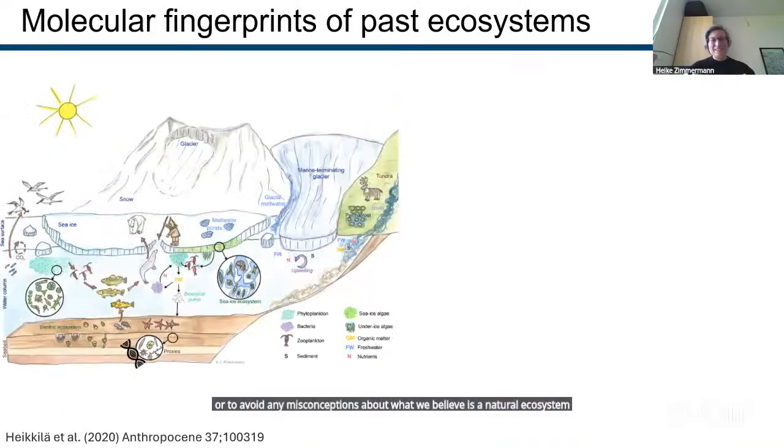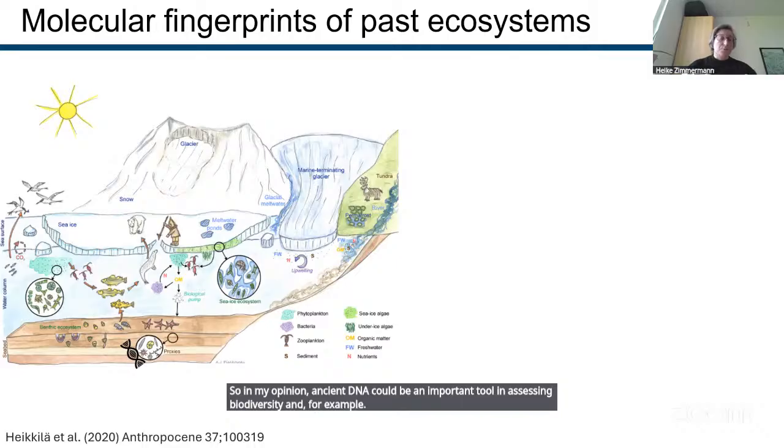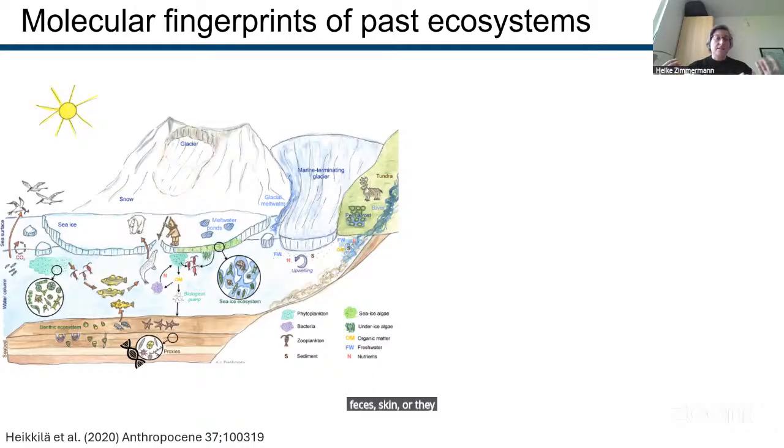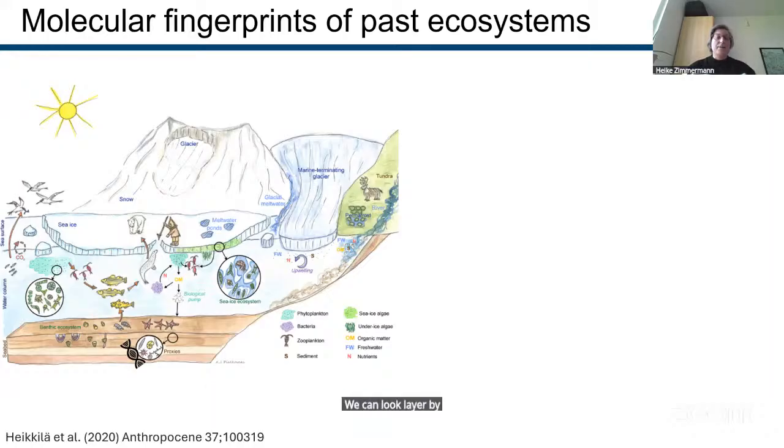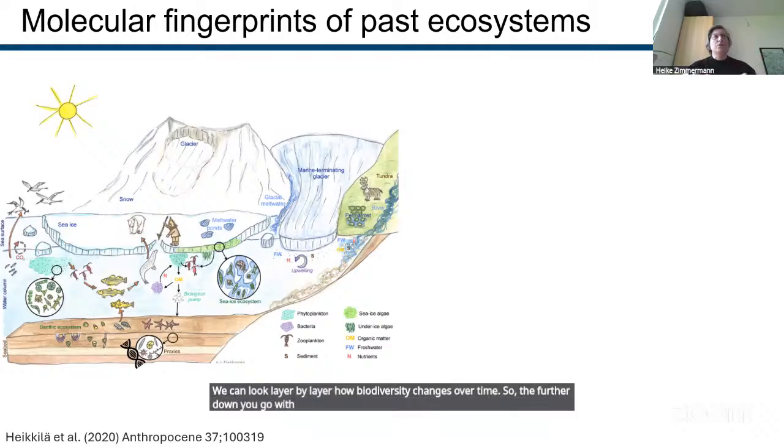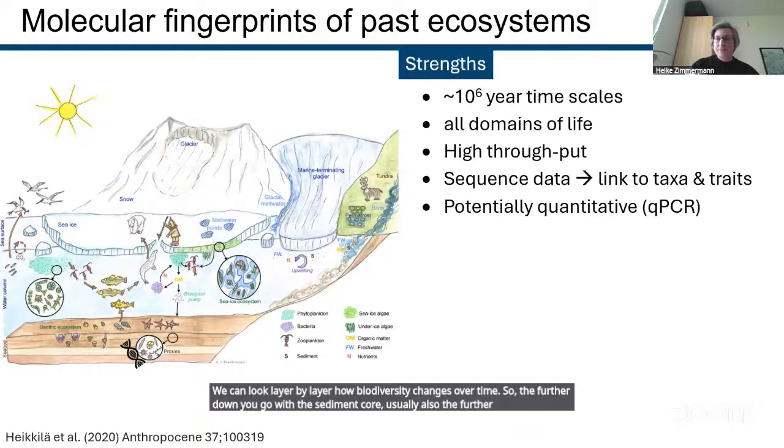So in my opinion, ancient DNA could be an important tool in assessing biodiversity. For example, if you have an aquatic environment, you have different organisms across the food web, and they can shed feces, skin, or the dead cells can just settle down to the seafloor, and there they can get incorporated into sediments. So if we take a sediment core, we can look layer by layer how biodiversity changes over time. So the further down you go with the sediment core, usually also the further back in time you go.